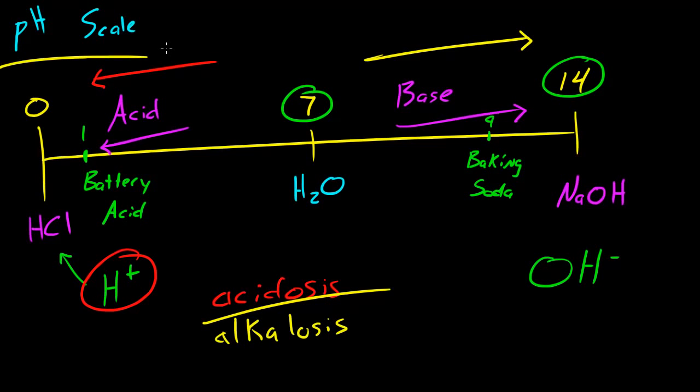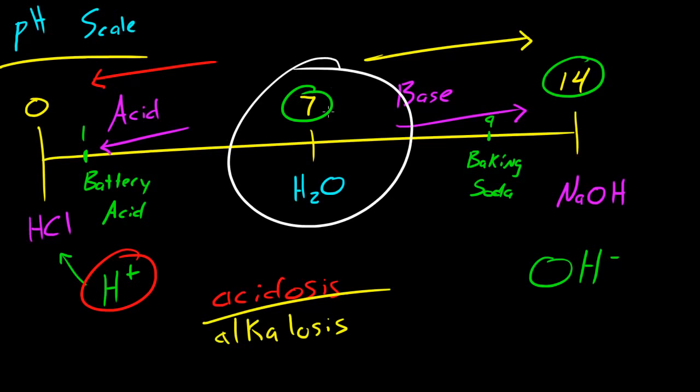But anyways, what you need to take away from this tutorial is that the pH scale is a system of classifying how acidic or basic a solution is. The more acidic, the lower the number, the more basic, the higher the number, up to 14, and a perfectly neutral solution would be 7.